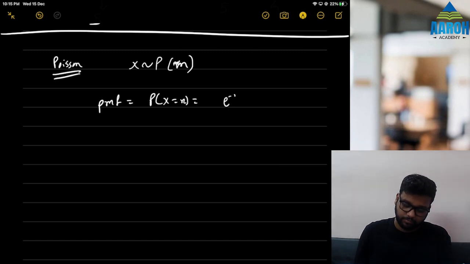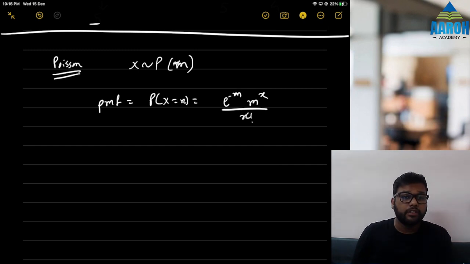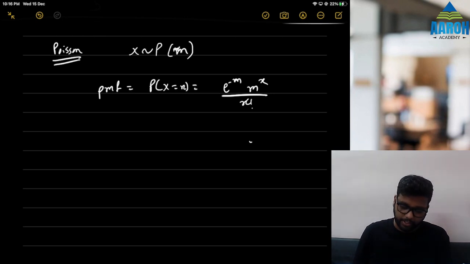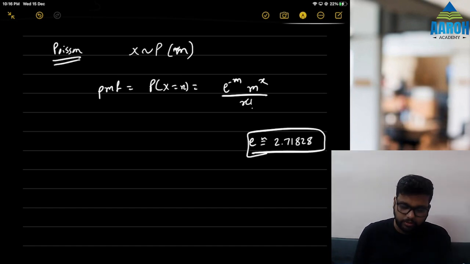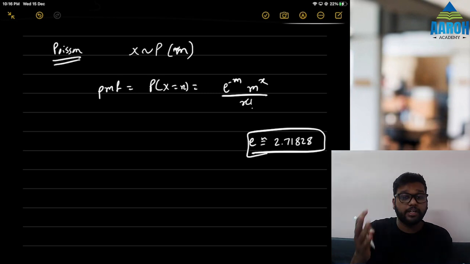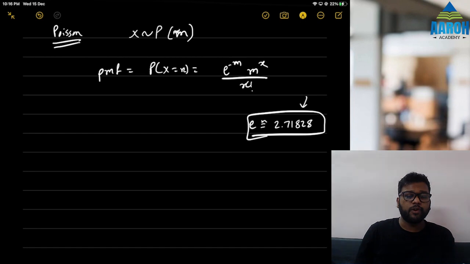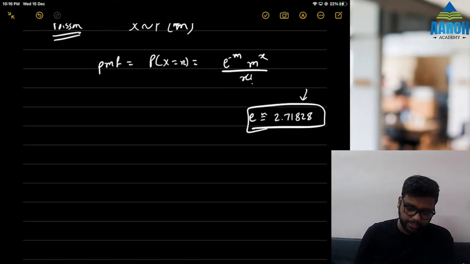e raised to minus m into m raised to x upon x factorial. If in the exam the value of e is not given, then e will approximately be taken as 2.72, or rather you should take 2.71828. Generally in the exam they will give e raised to minus m, but if not, you should remember this. For Poisson distribution we can check the same properties as we check for binomial.